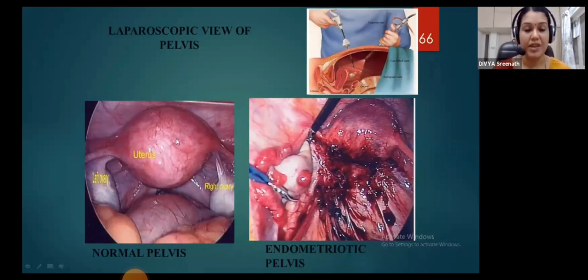So this is a normal laparoscopic image, and this is a laparoscopic image of an endometriotic pelvis. You can see the severe endometriotic deposit is there. In the ovary also you can see this endometrioma. These are two endometriomas and severe adhesions in the pouch of Douglas. This patient may definitely have dyspareunia, that is pain during sexual intercourse, or even severe pain during menstruation.